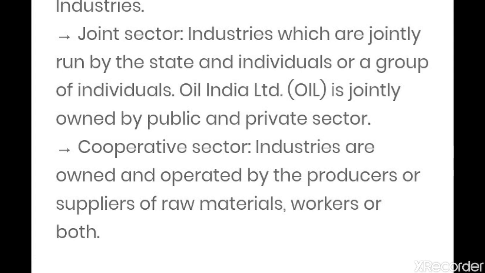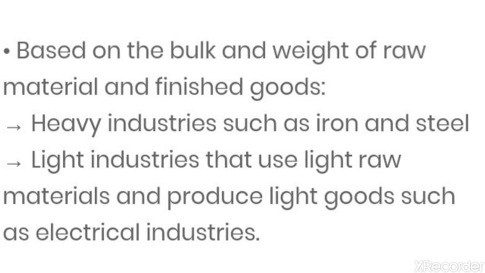An example of a cooperative sector industry is Amul. AMUL, Anand Milk Udyog Limited in Gujarat, is the best example of the cooperative sector, which is controlled, owned, managed, and operated by the producers or suppliers of raw materials or workers. Such industries are referred to as cooperative sector industries.